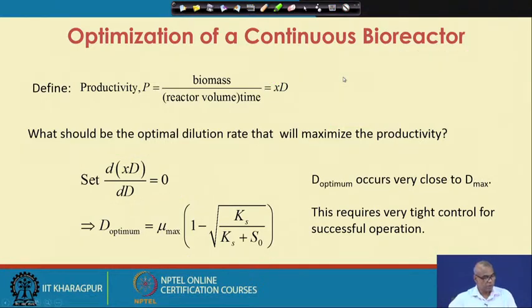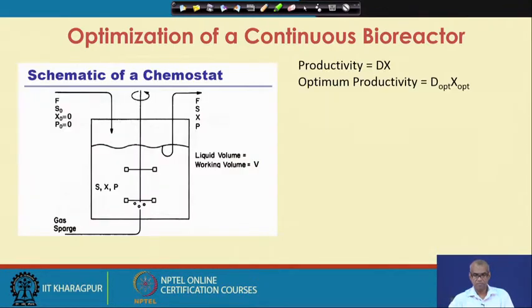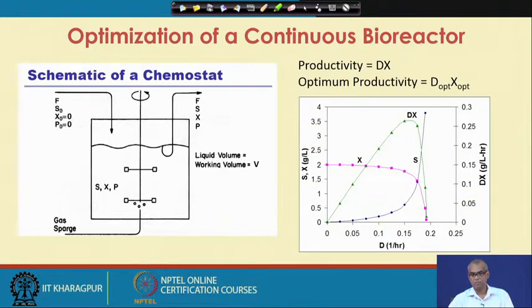So, now let us see how we numerically find the optimal dilution rate. Productivity equals D times X, so the optimum productivity will be D optimum into X optimum. This is a typical figure for the concentration of the cell mass and substrate with respect to dilution rate, and also how the productivity DX changes with the dilution rate. Look at this figure.